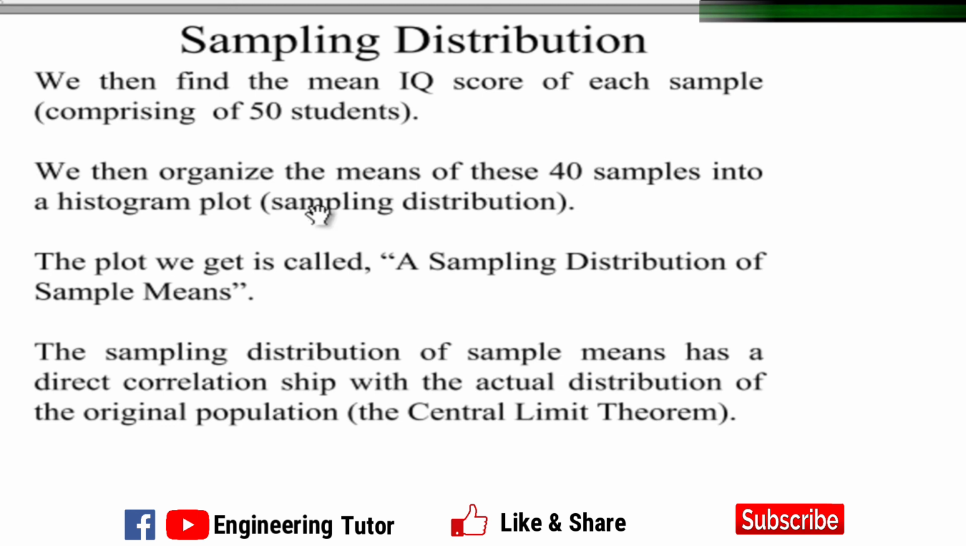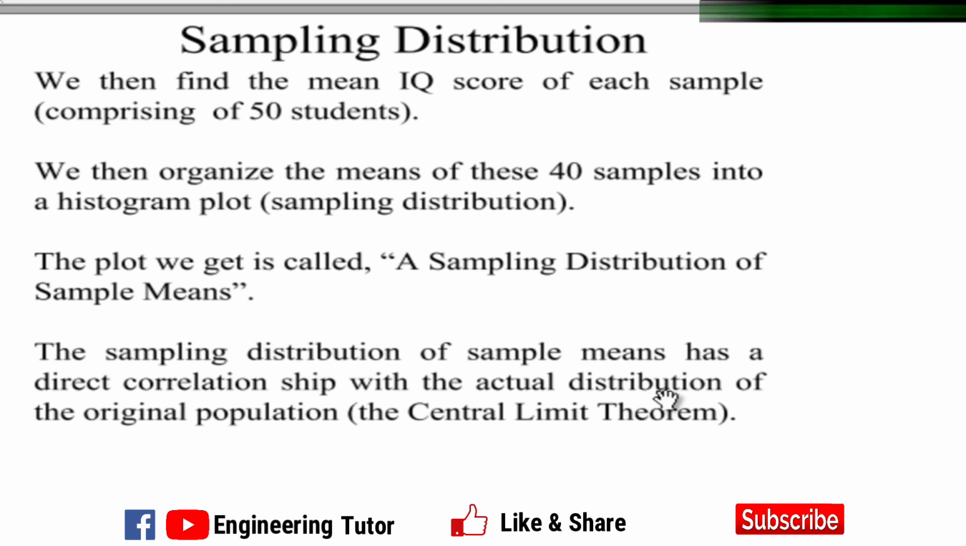We then organize the means of these 40 samples into a histogram plot. You are organizing the 40 means of those 40 distributions, because there are 40 universities. Then the plot we get is called the sampling distribution of sample means. Okay, I have told the same thing in the first slide.